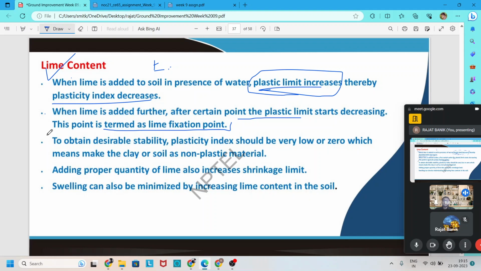Adding a proper quantity of lime also increases the shrinkage limit. That is also good because we know that increasing the shrinkage limit means increasing the strength of the soil. Swelling can also be minimized by increasing the lime content. We know that lime has a good affinity for water. It absorbs the water. So due to this, the swelling and shrinkage nature of the soil also reduce.